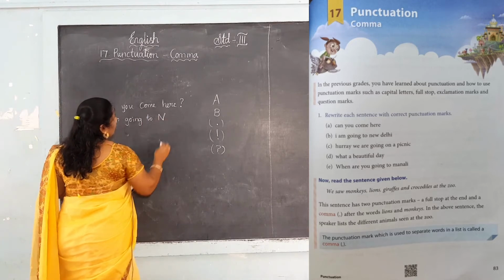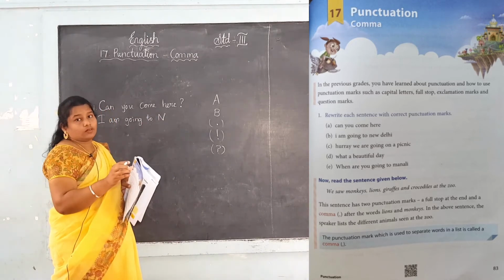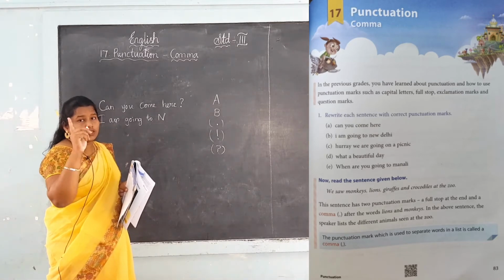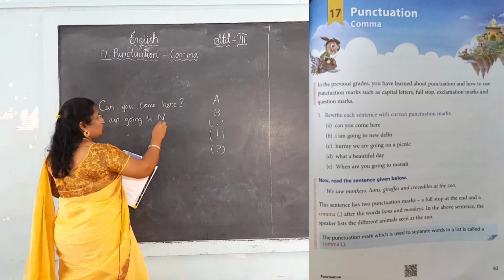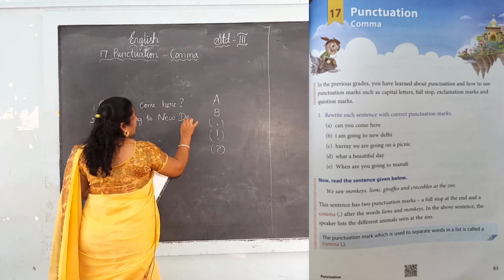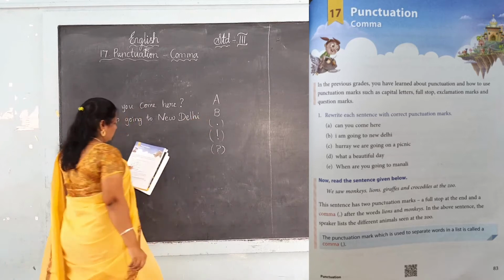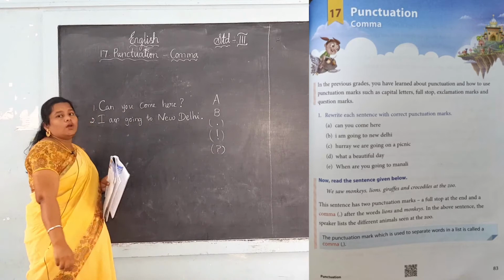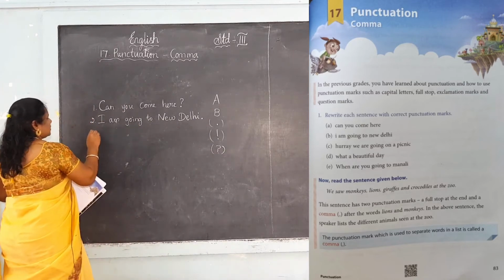to New Delhi. When it is a state, or the sun, river, a universal thing which has only one, we use capital letter at the beginning. So, New Delhi, like this you write. New Delhi. After that this sentence is over, so we use full stop. Okay, next, the third one.